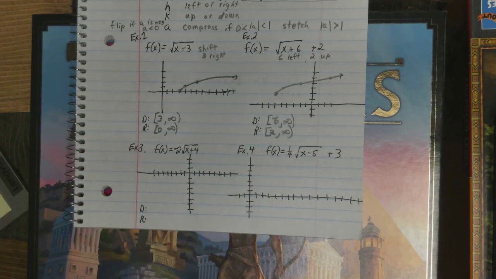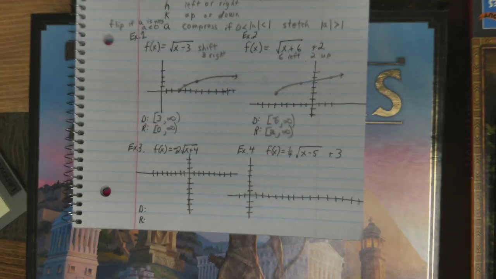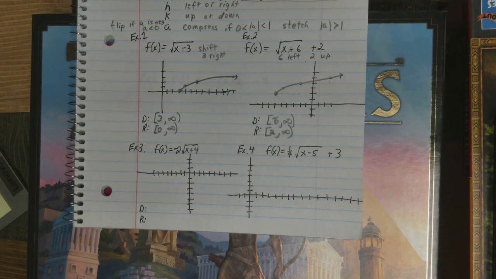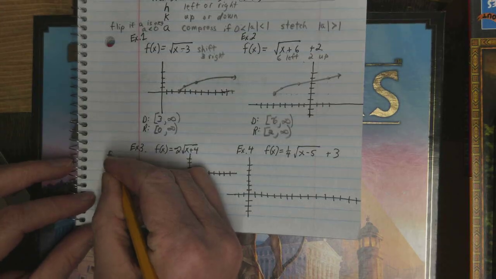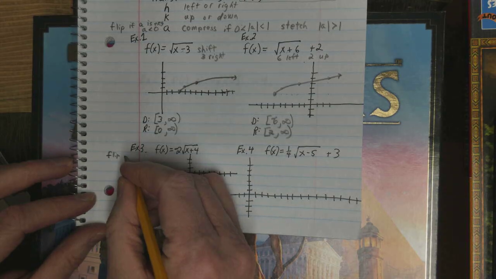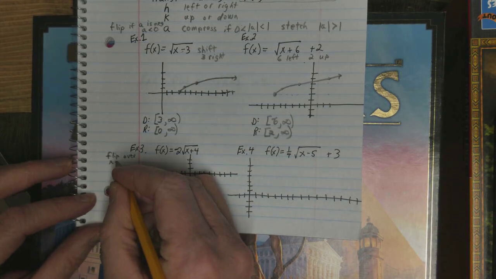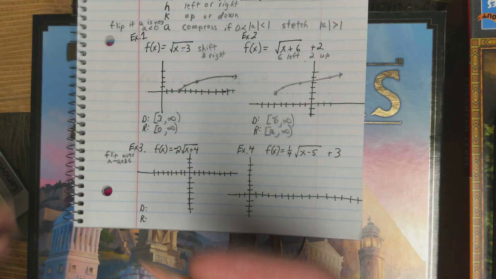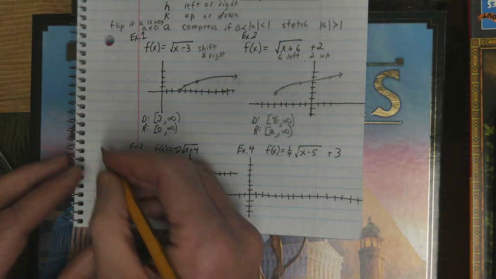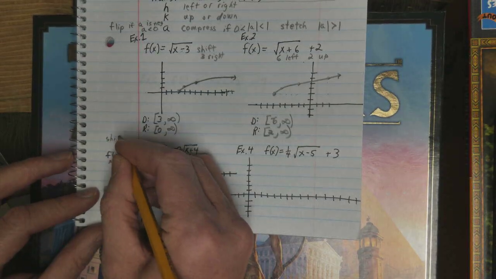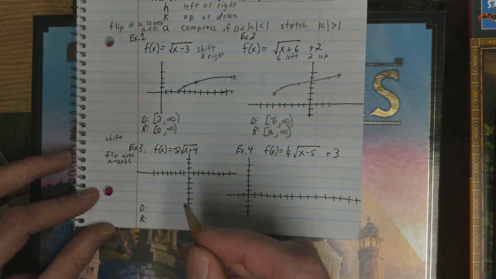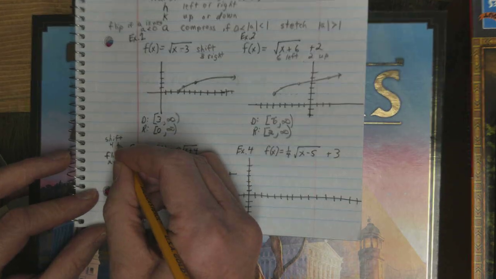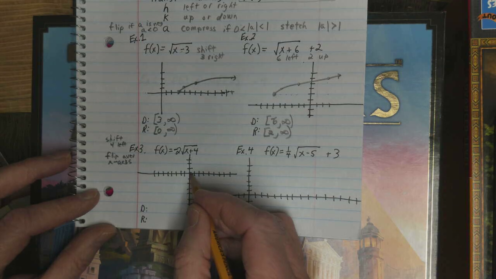Alright, well here we got a trickier one. This is f of x equals -2 times the square root of x plus 4. So what we're going to do is flip over the x-axis. That's what the negative does. And then we're also going to need to compress by 2, but we're going to shift 4 to the left. So let's shift this 4 units to the left.